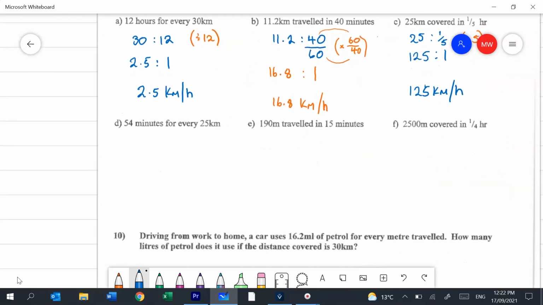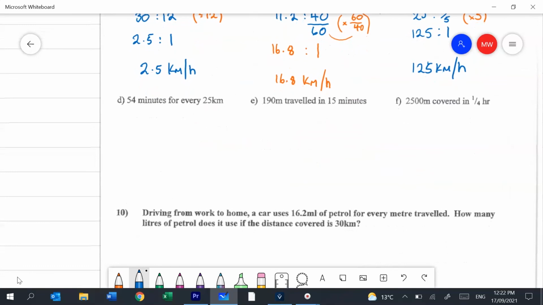Next one, back to being a bit more of a tricky one. This one, I've got 54 minutes for every 25k. So I want it as kilometers per hour. So I'm going to go 25 kilometers every 54 minutes. So I don't want it every 54 minutes. And I know that what I've really got here is 54 of 60 minutes.